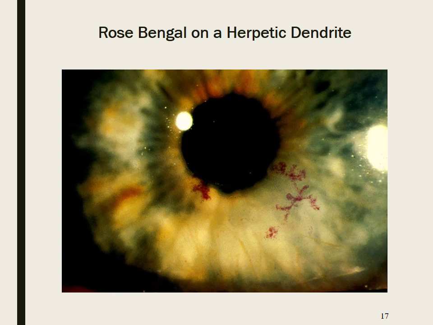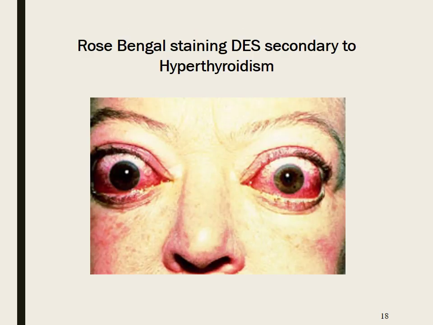This is another example of the Bengal staining, on a patient with herpetic dendrite at the inferior of the cornea. This is another picture, which is Bengal staining on a patient with hyperthyroidism, which is the bulging eye.